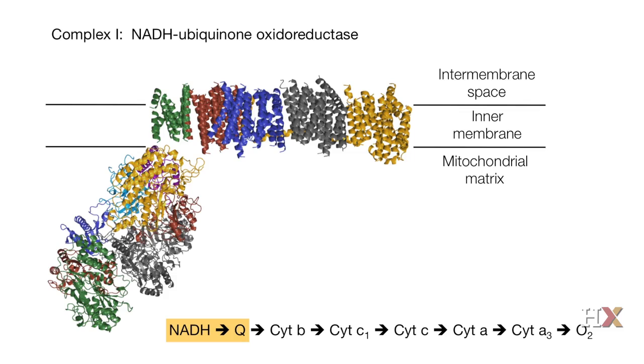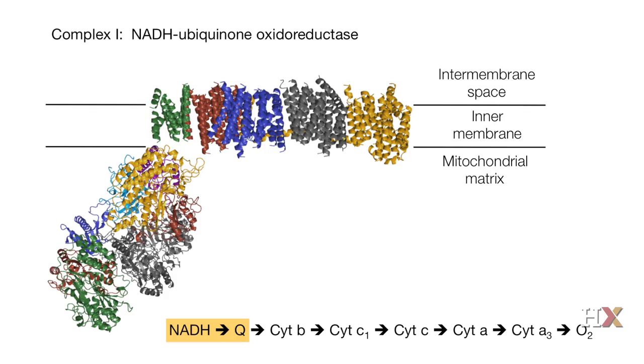Let's start with complex 1. Complex 1 is the first entry point to the electron transport chain. Complex 1 has an L-shaped structure with an arm, which is found in the mitochondrial matrix, and an elongated structure that is embedded in the inner membrane of the mitochondria. It's a very complex multi-subunit molecule that contains about 42 subunits.